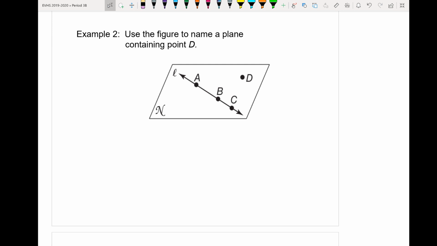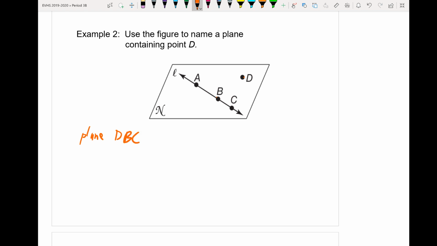Example 2: use the figure to name a plane containing point D. I'm not going to spend the time to write every single one. I'll just get a few correct ones. Anybody want to volunteer? Tanner? Plane DBC. Plane DBC works.